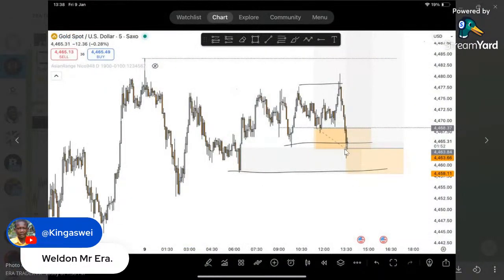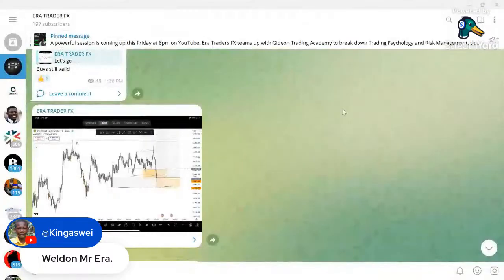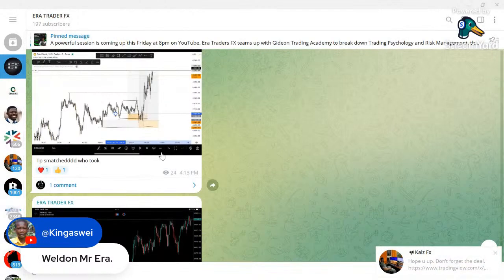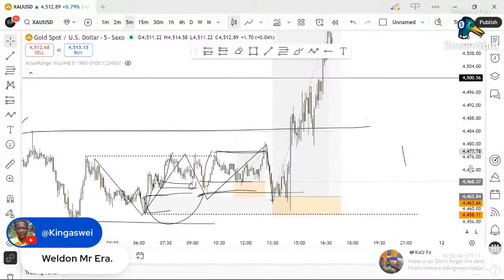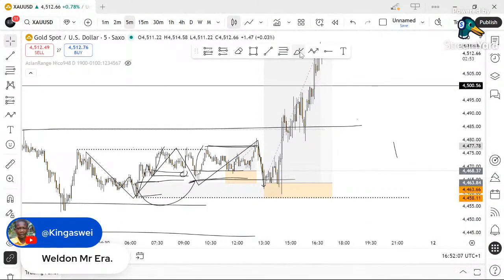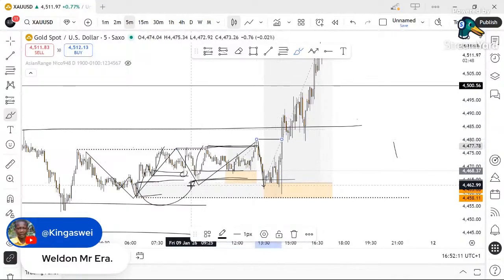This was it. Price took out that level, and I was like, okay, you can buy it again. So that was it, I said buys are still valid. So this was when we took out TP. So now this was the trade, and this was the entry. Simple, guys. Your ABC concept, it's pretty simple.